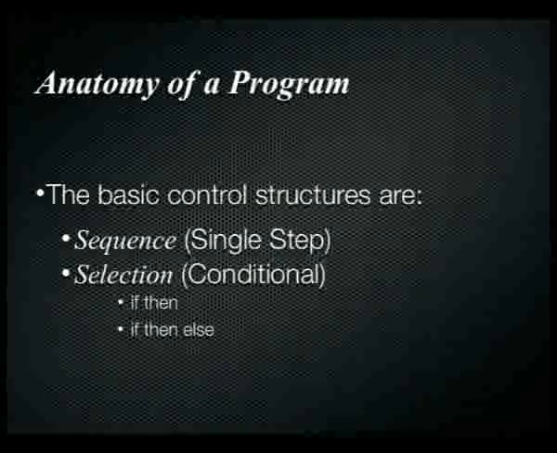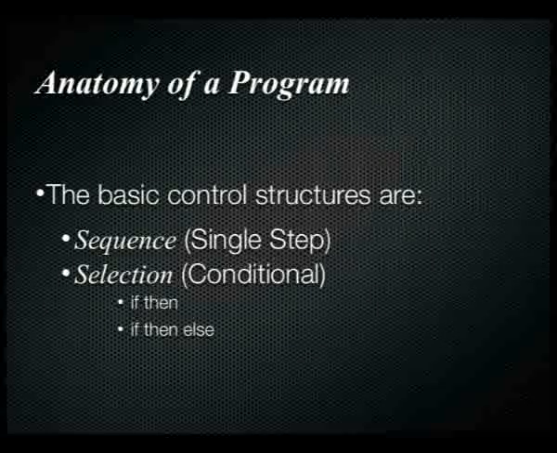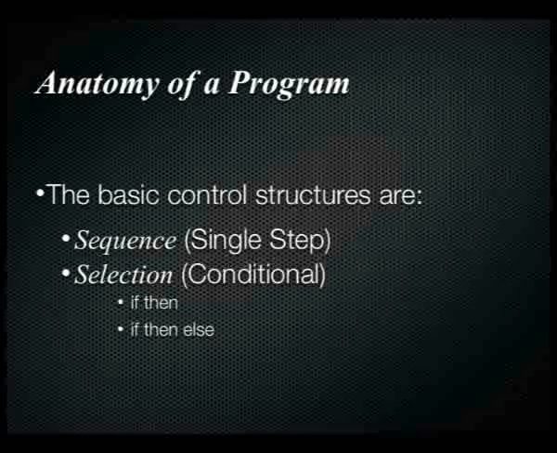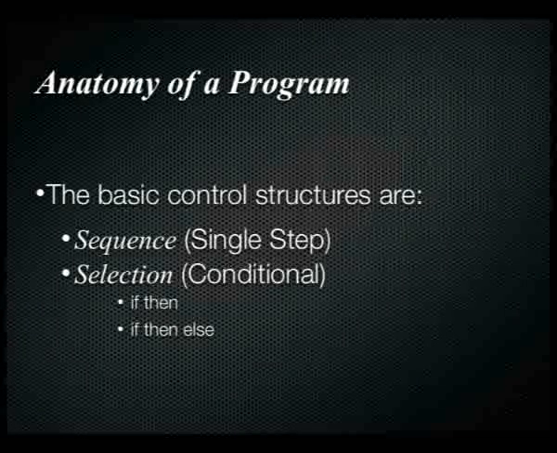So the basic control structures are sequence. So this is our single step where we simply go through the various steps one by one by one by one. So when you do a recipe for a cake, you simply go through step 1, then step 2, then step 3, then step 4, then step 5, then step 6. There's very rarely any change of flow on a recipe, so it's very sequential, one step after the other.